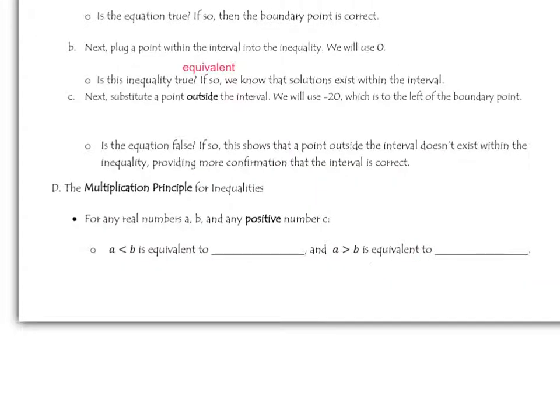So now let's come down here to D and look at the multiplication principle. And basically it says you can multiply by the same thing on both sides of the inequality and you will have an equivalent inequality. So A is less than B is equivalent to AC is less than BC, and the same is true for greater than.